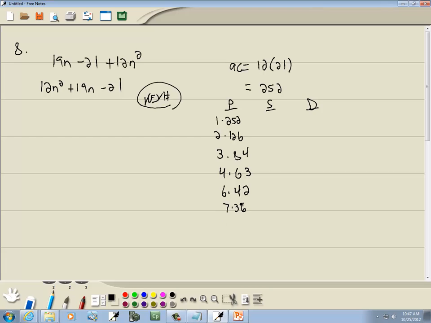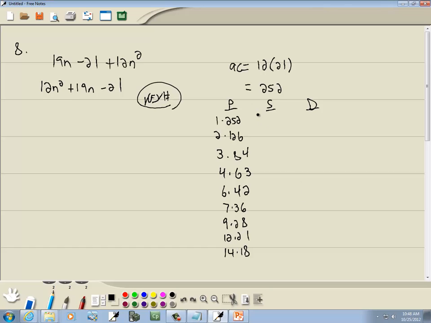8, 252 divided by 8, nope. 252 divided by 9, nope. Oh, yeah, I'm lying. 9 times 28. 252 divided by 10. Why am I even doing that one? 252 divided by 11. 252 divided by 12, 12 times 21. 252 divided by 13. 252 divided by 14. And 252 divided by 15. And it looks like that would be about it.